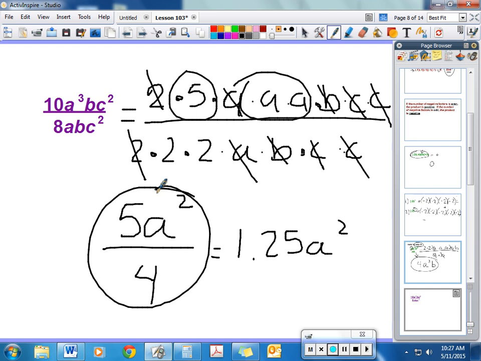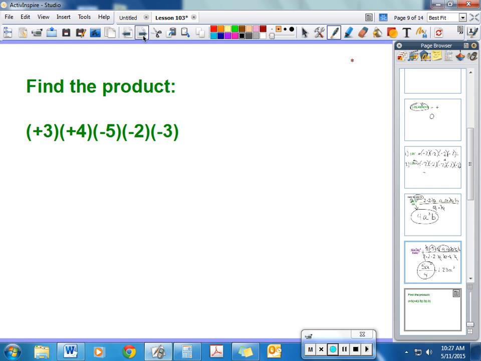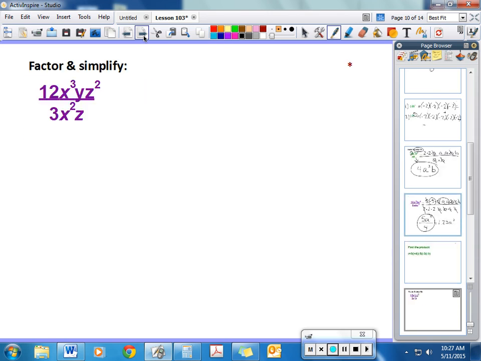Okay, let's go to number 3. I would like you to factor out this expression and then cancel it to simplify it to its simplest form. That will be number 3 in your notes. All right, then one more section here.